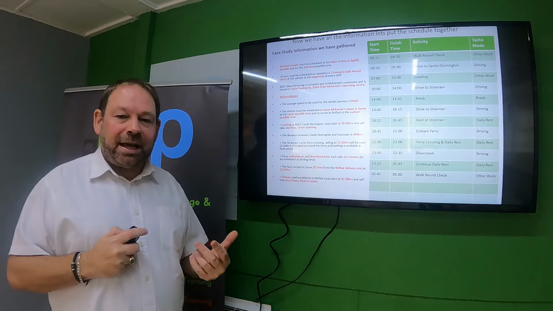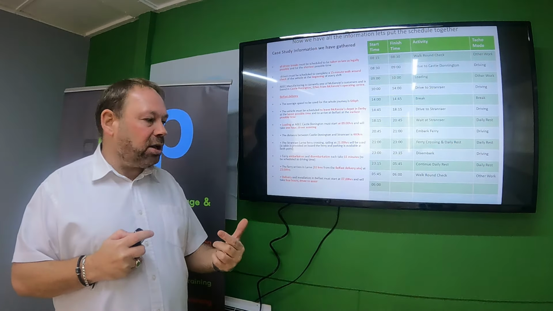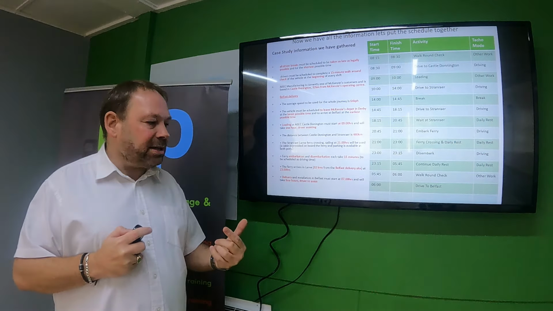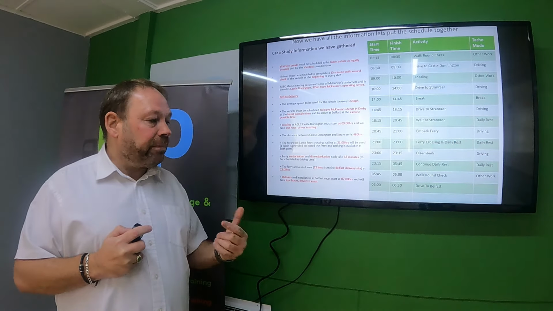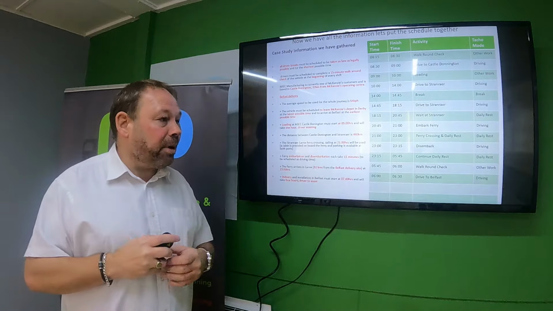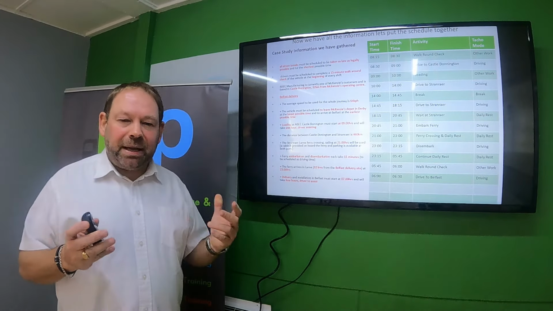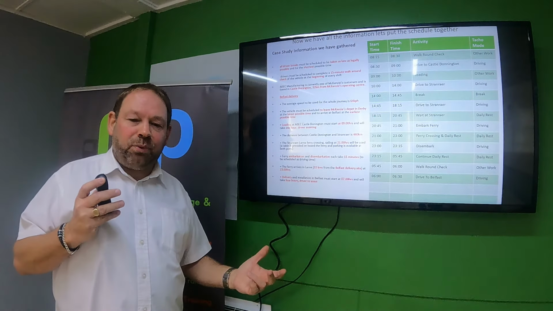Once we've finished the walk round check at 6 o'clock, we can put it in as 6 o'clock starting, drive into Belfast, which is going to be half an hour. We're going to arrive at Belfast at 6:30, and again our tacho mode is of course going to be driving. Any other information there that we need to make sure that we hit?